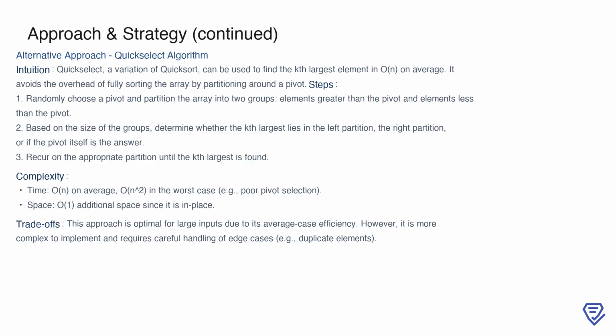Additionally, quick select operates in place, requiring only O(1) extra space. While this method is optimal for large inputs in terms of average case performance, its implementation is significantly more intricate, and it requires careful handling of edge cases, such as arrays with duplicate elements, to ensure correctness.